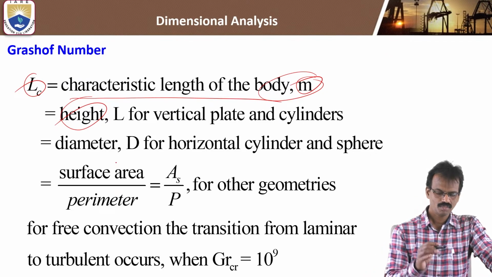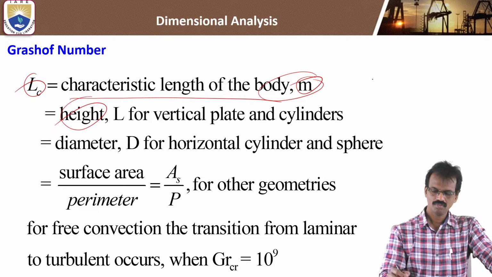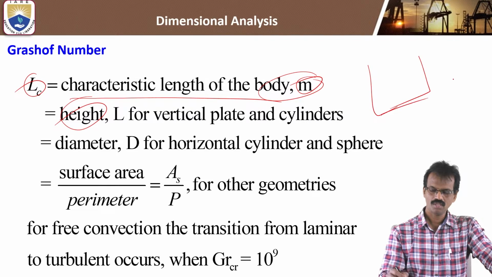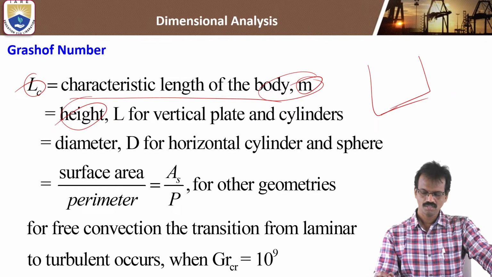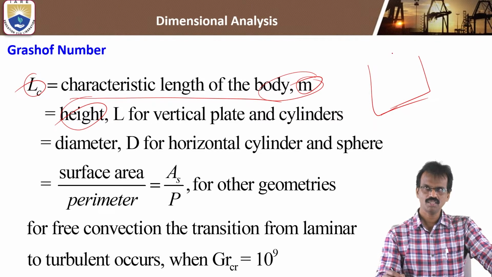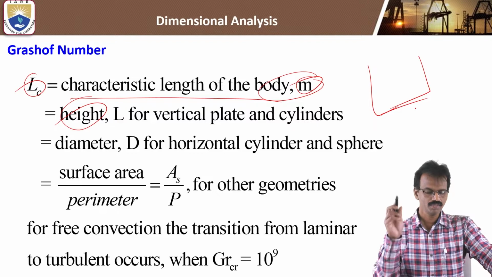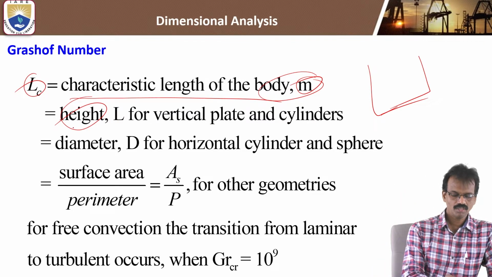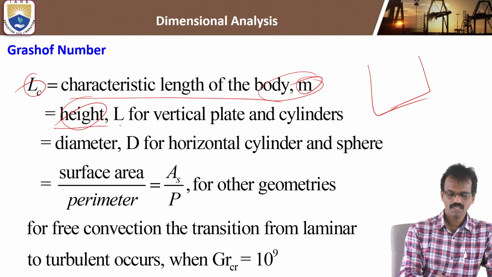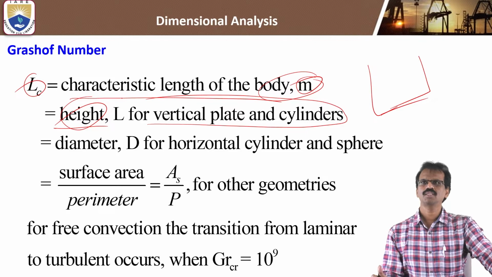Due to the effect of height, the buoyancy effect and density effect will occur: less dense particles automatically move upward, and heavy dense particles move downward. So Lc is equal to height, where L is the length of the vertical plate or the cylinders.